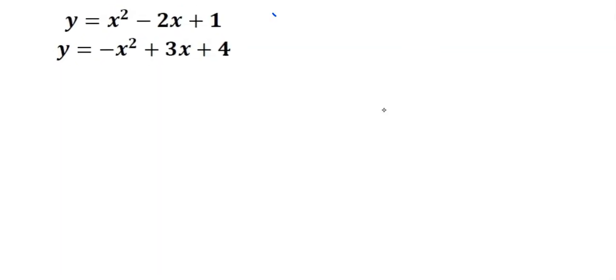x squared minus 2x plus 1 is equal to negative x squared plus 3x plus 4. And we just want to get all of the terms on one side and have 0 on the other side. So we're going to add x squared to get rid of the minus x squared. We have to do that same thing over here. Sorry, add x squared.